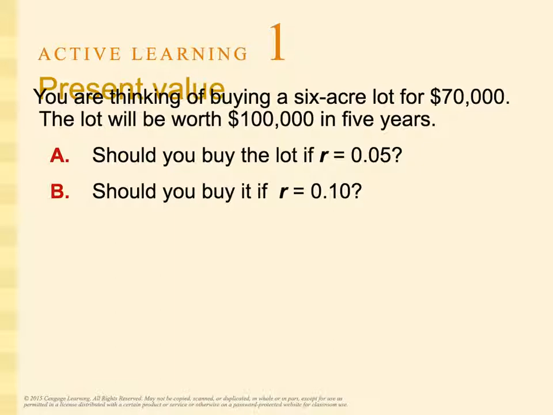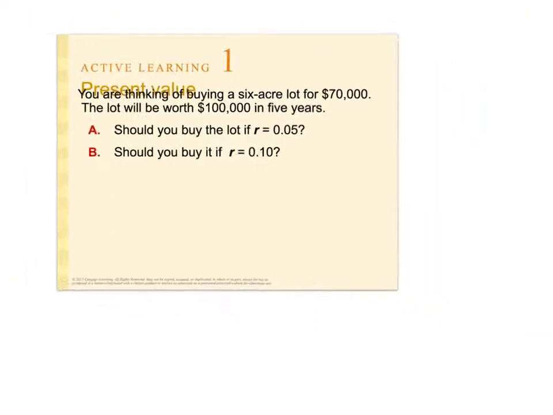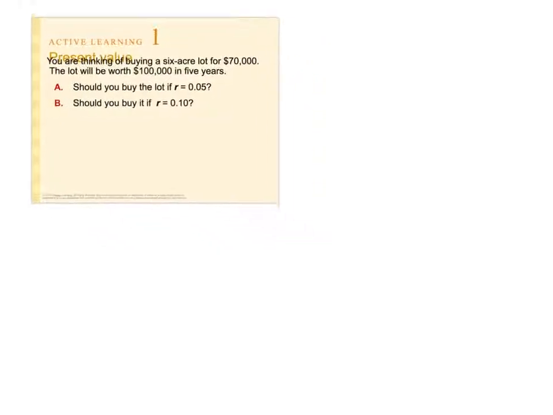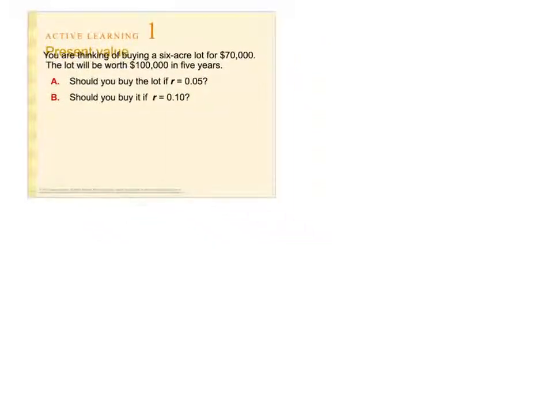So let's go ahead and work this problem. I'm going to go ahead and minimize that. Okay, so again, which do we do? Present value or future value? Yeah, we're going to do the present value. So you're going to buy this for $70,000 today. That's how much it's worth today.